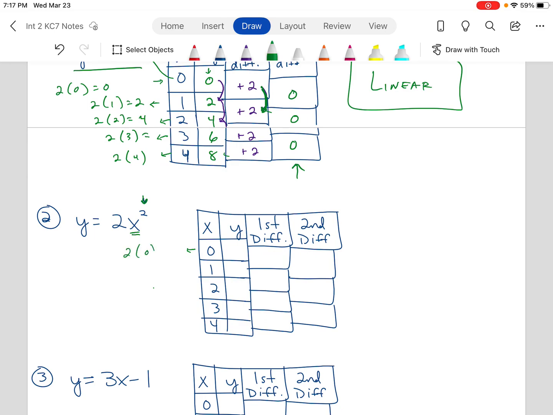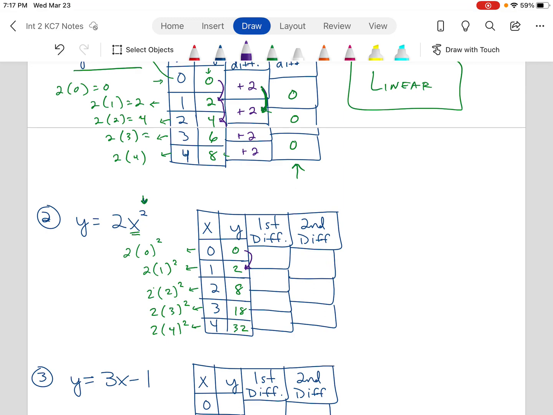So I have 2 times 0 squared, which gives me 0. Then 2 times 1 squared. If I plug that into the calculator just like that, I get 2. 2 times 2 squared is 8. 2 times 3 squared is 18. And 2 times 4 squared is 32. Okay, so now again, your first difference is how do you get from 0 to 2?